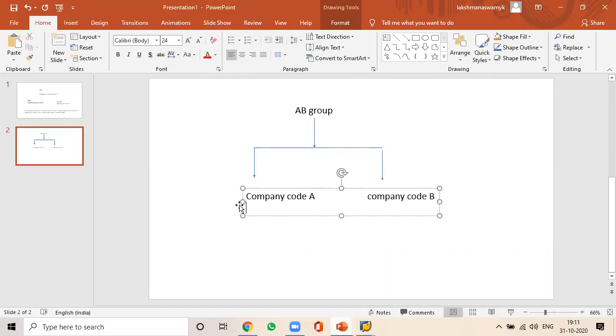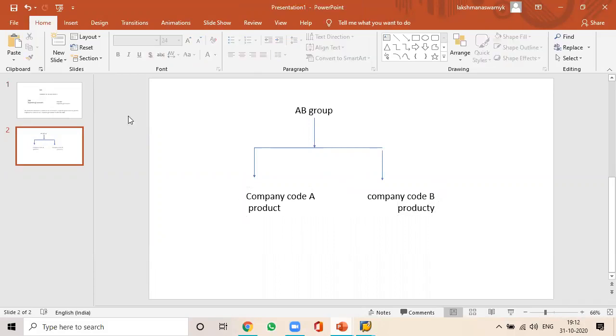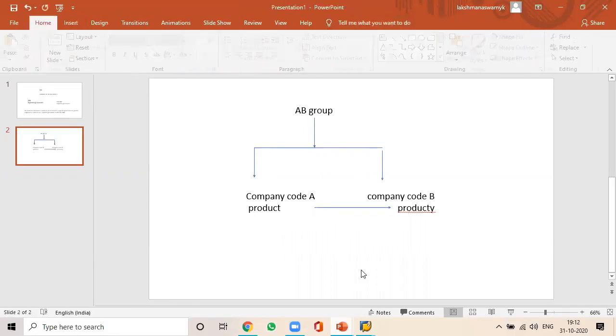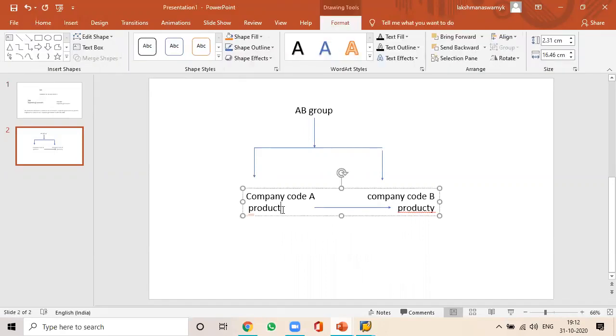Now, this company code A is manufacturing product X. Then this company code B is manufacturing product Y. Okay. Now, this product X is the raw material for product Y. Till now clear?